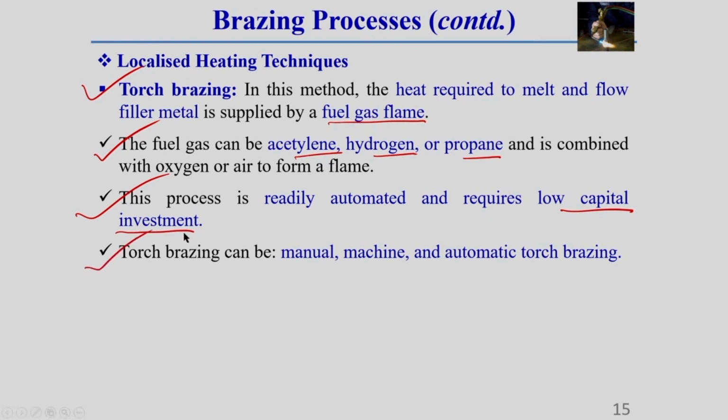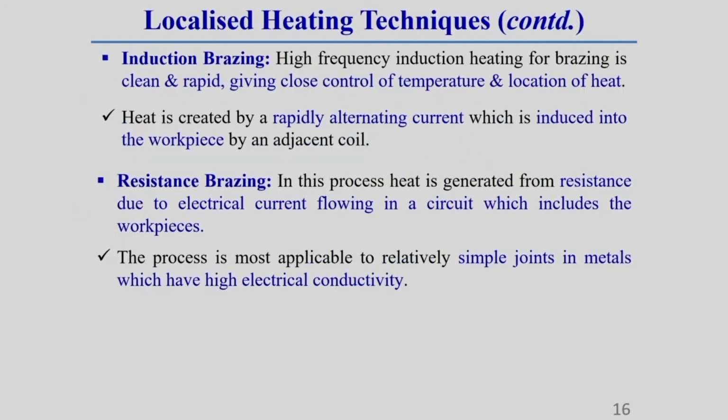This torch brazing can be manual, machine operated, or automatic types of torch brazing process. Induction brazing: here the heat is generated by the induction principle. So, here generally high frequency induction heating is done for brazing purpose, and this brazing process is generally very clean and rapid, and it gives close control of temperature and location of heat.